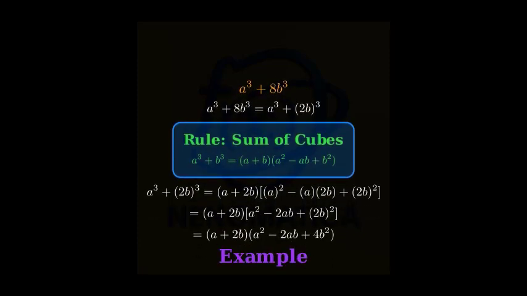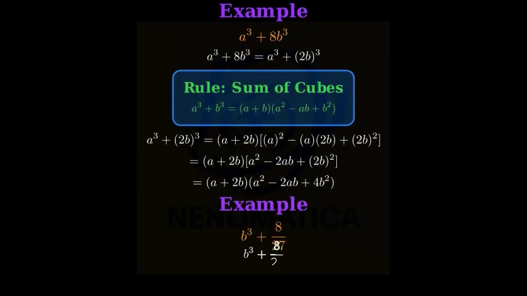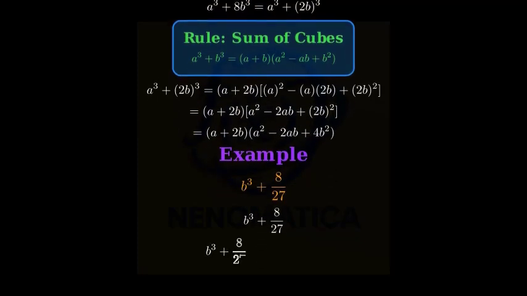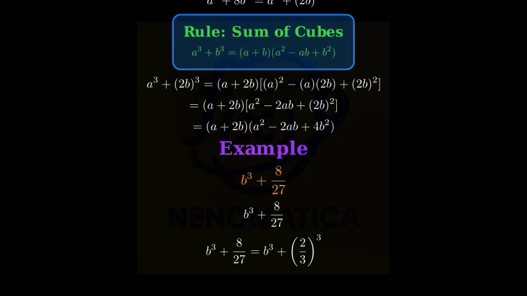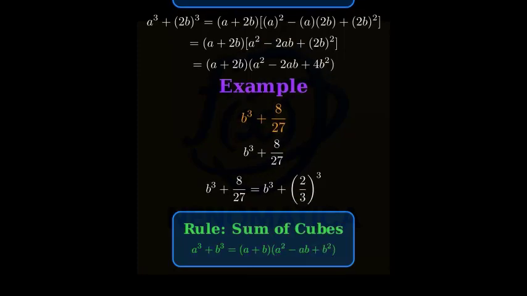Now, let's move to our second example: b cubed plus 8 over 27. Again, we need to identify that this is a sum of cubes. The second term can be rewritten as 8 over 27 equals (2 over 3) to the power of 3. We'll apply the same formula for the sum of cubes.